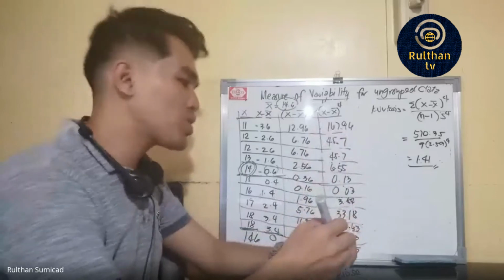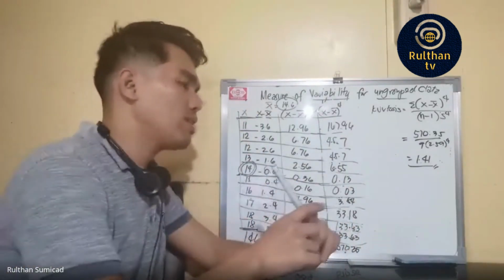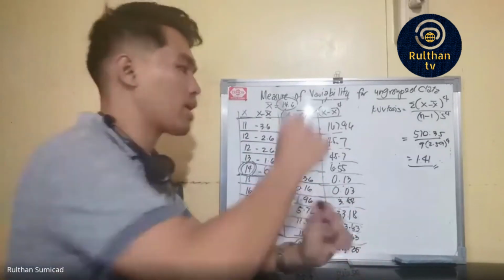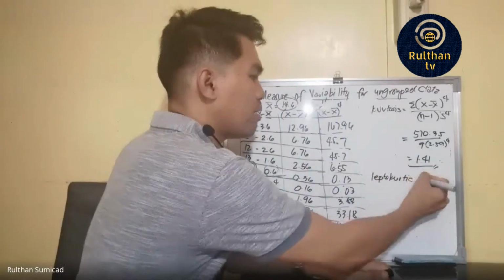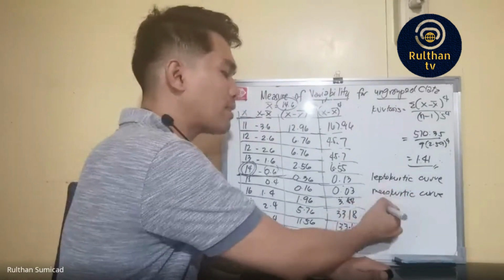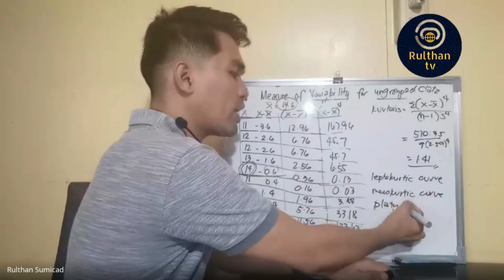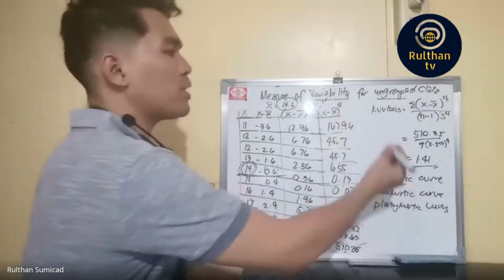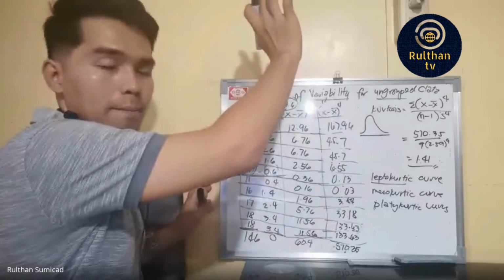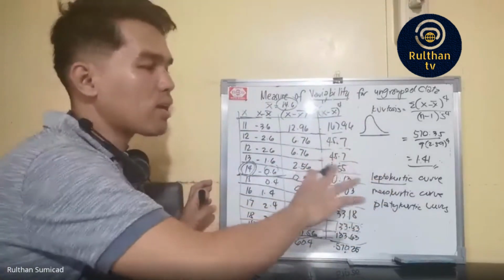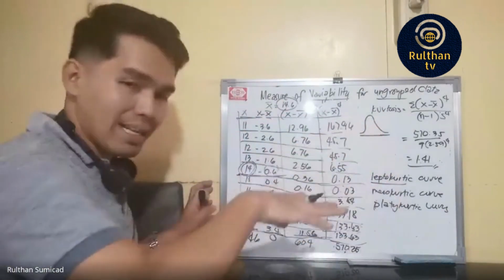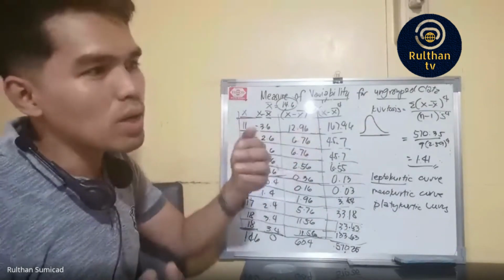For the interpretation of kurtosis, there are actually three types: the leptokurtic, the mesokurtic, and the platykurtic. When you say leptokurtic curve, if I put this in a diagram, it appears like this. I mean to say the peak of your distribution is too high. When you say mesokurtic, the peak of the distribution is just average. And then for the platykurtic, you have a flat distribution.